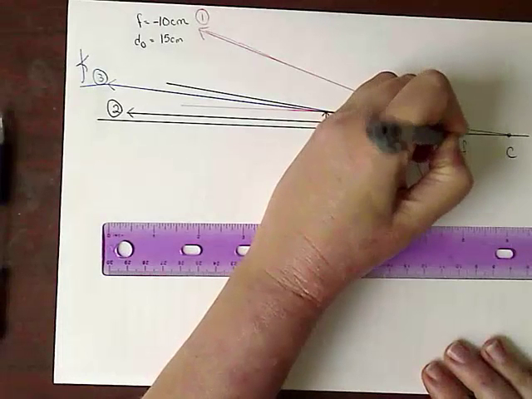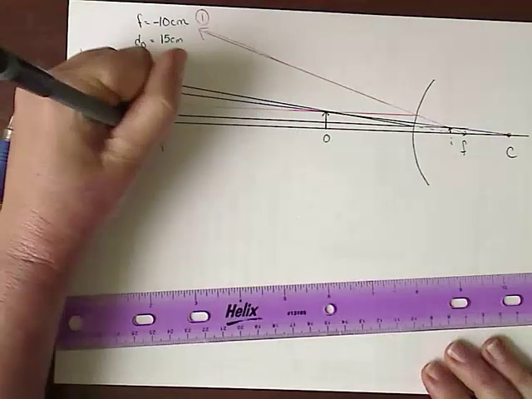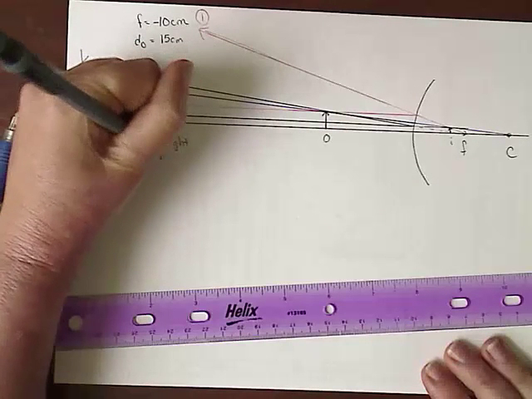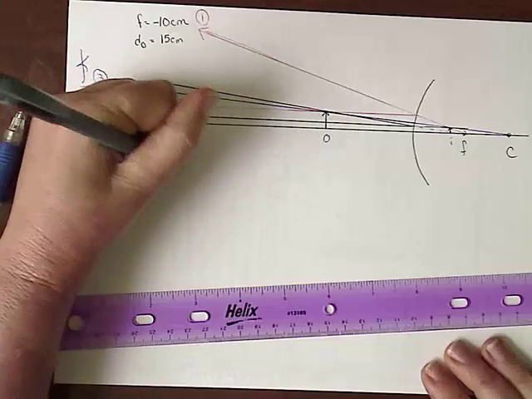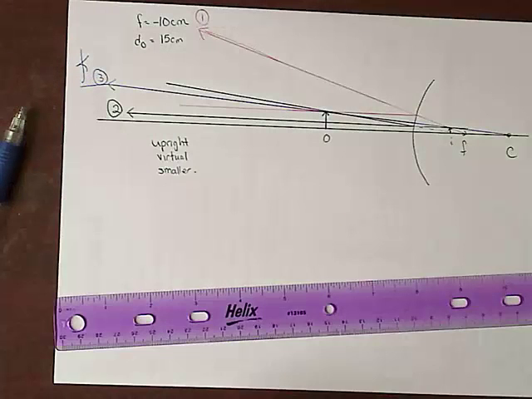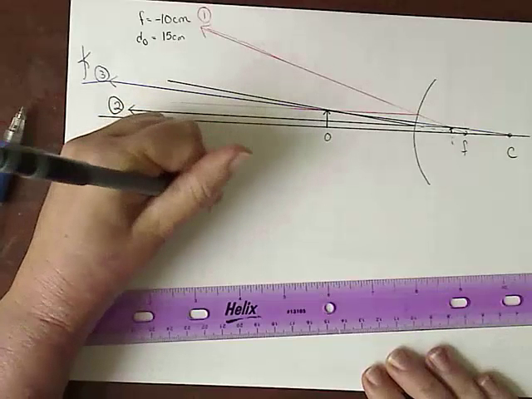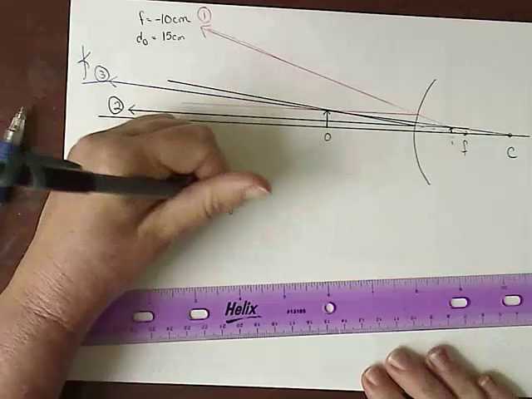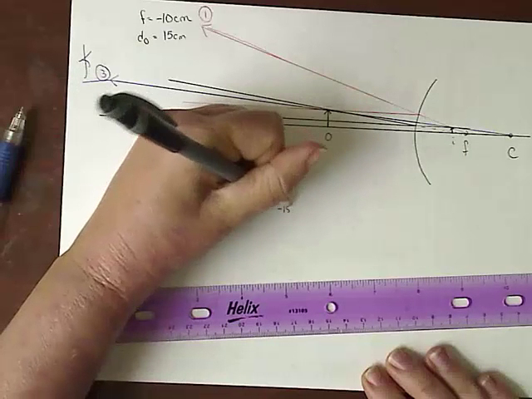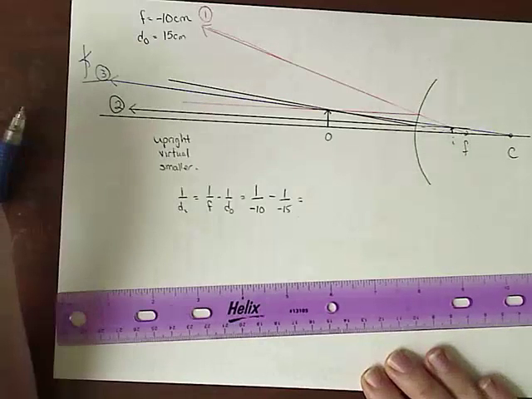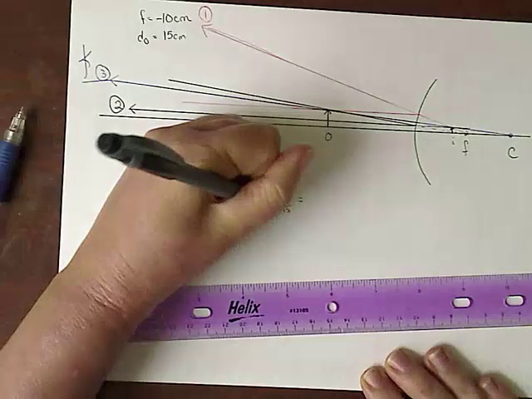So now, if I look at this, I can see that I've got an upright image. It's virtual because it's behind the mirror. And it's definitely smaller, right? It looks quite a bit smaller than the object. Let's do the math. So 1 over di is equal to 1 over f minus 1 over do. Again, put in that f is equal to minus 10. Sorry, do is plus 15.